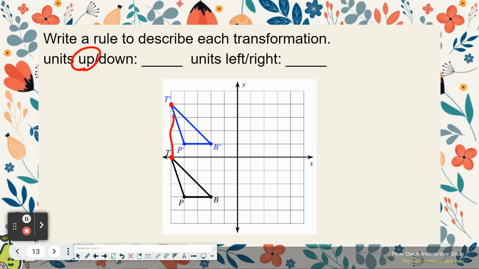1, 2, 3, 4. Oh, I don't know what happened to my line there. And then I'm going 0. I'm not moving left or right. I stayed on this line. So again, 1, 2, 3, 4. Didn't move left or right. 1, 2, 3, 4. I didn't move left or right.